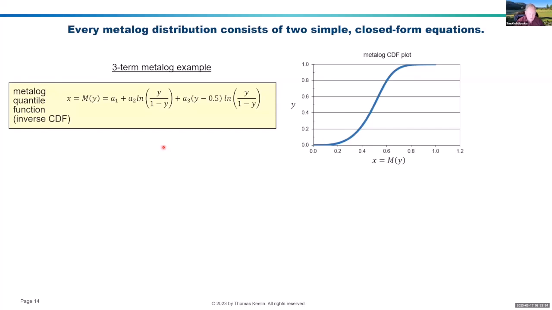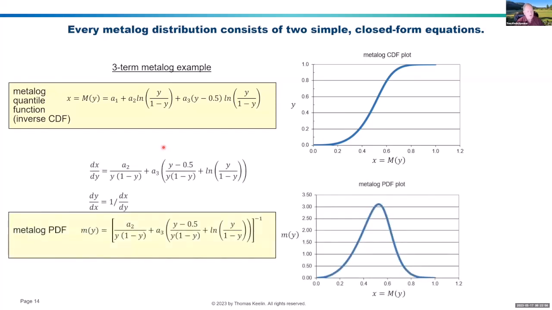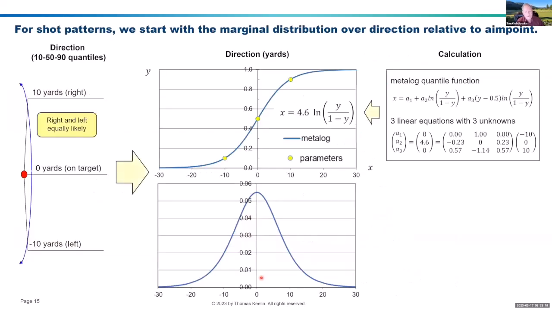This equation, just for those of you with a technical background, is easily differentiable. And what that means is, once you have this quantile function, the inverse CDF shown here, it's easy to differentiate and see the corresponding bell-shaped curve, which could be skewed or have any shape really at all. But those two things are available in closed form. Now, let's talk about where we get the A coefficients from. And I'm going to start with the golf example.